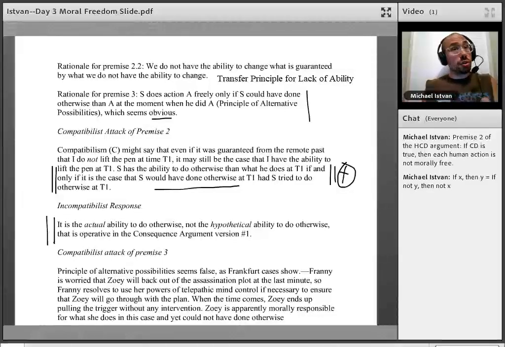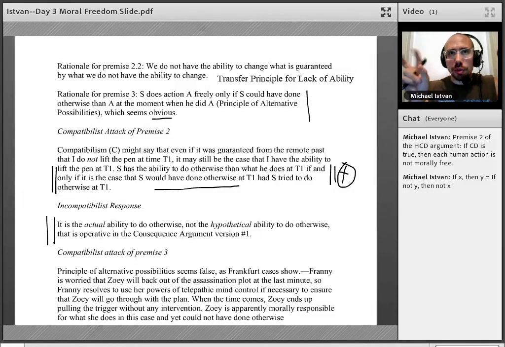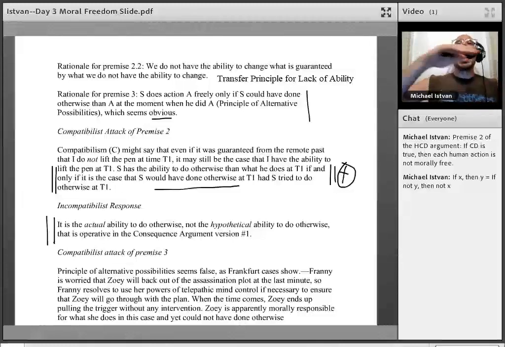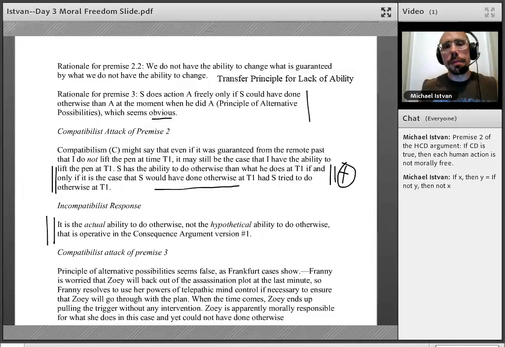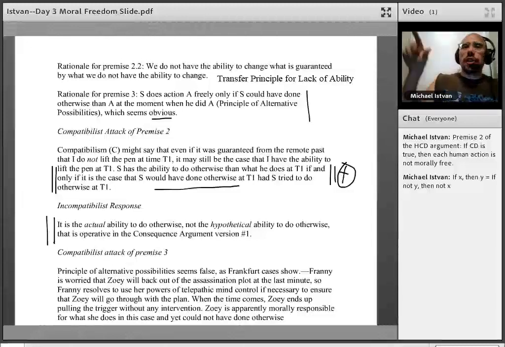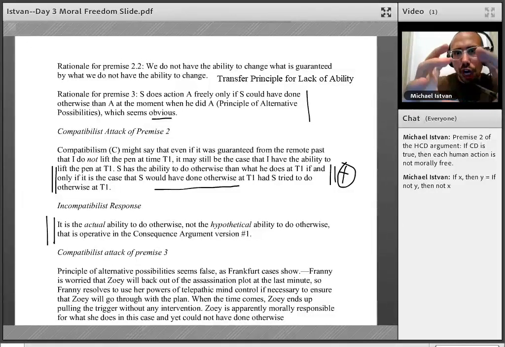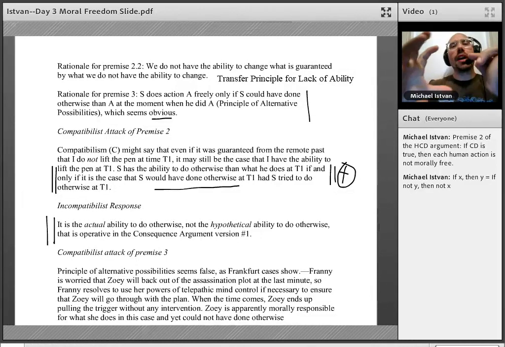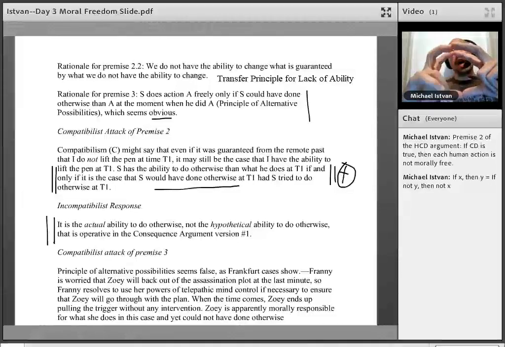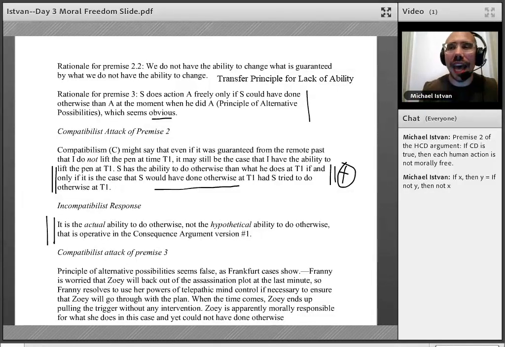Because if CD is true, and if it's been guaranteed by the remote past that I don't lift the pen right now, I don't have it in an all things considered sense. And that's what I mean by actual sense. That's what I mean by a factual sense. I don't have the actual and factual ability to lift my pen, all things considered. You see that? It's only if I don't consider the whole picture and I just abstract, just focus in on, oh, he's a human, I don't pay attention to the other factors, but just as a human, does he have the ability to lift the pen or not if he's able-bodied? Yeah, he does. Okay, so that's fine. Everybody agrees with that. It's not like the incompatibilist is disagreeing with that. They agree.